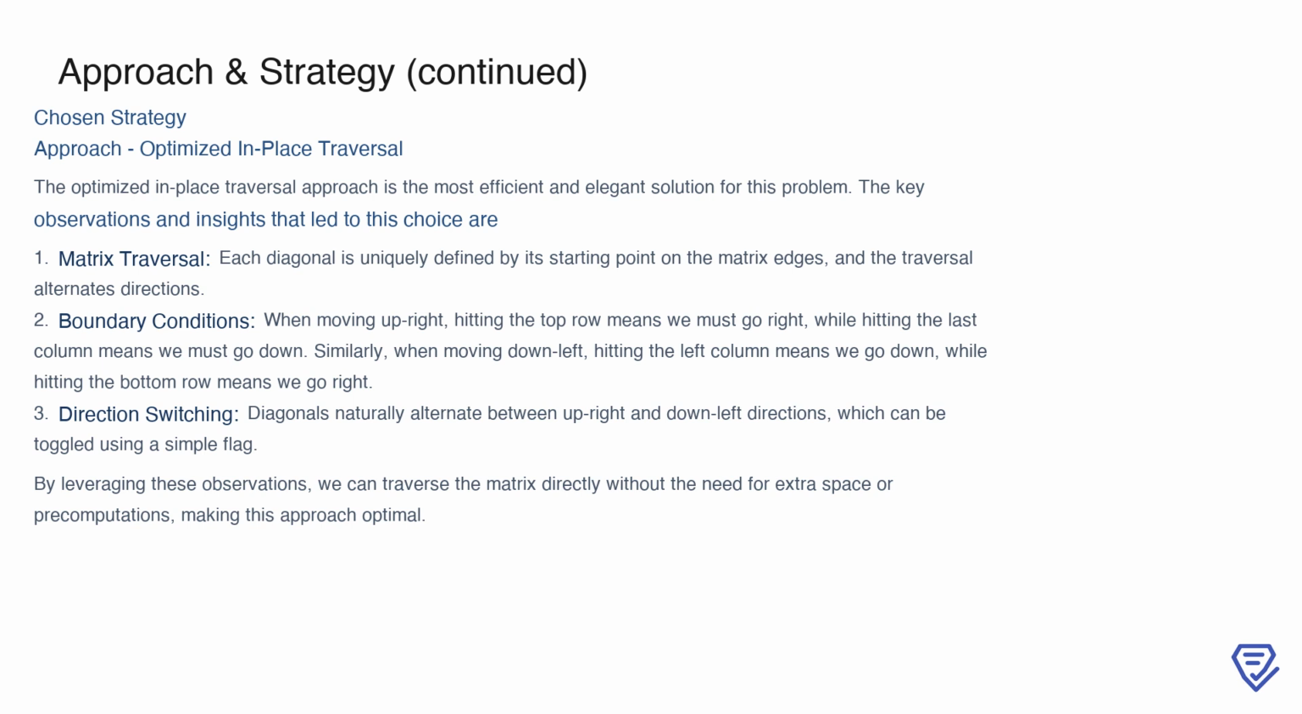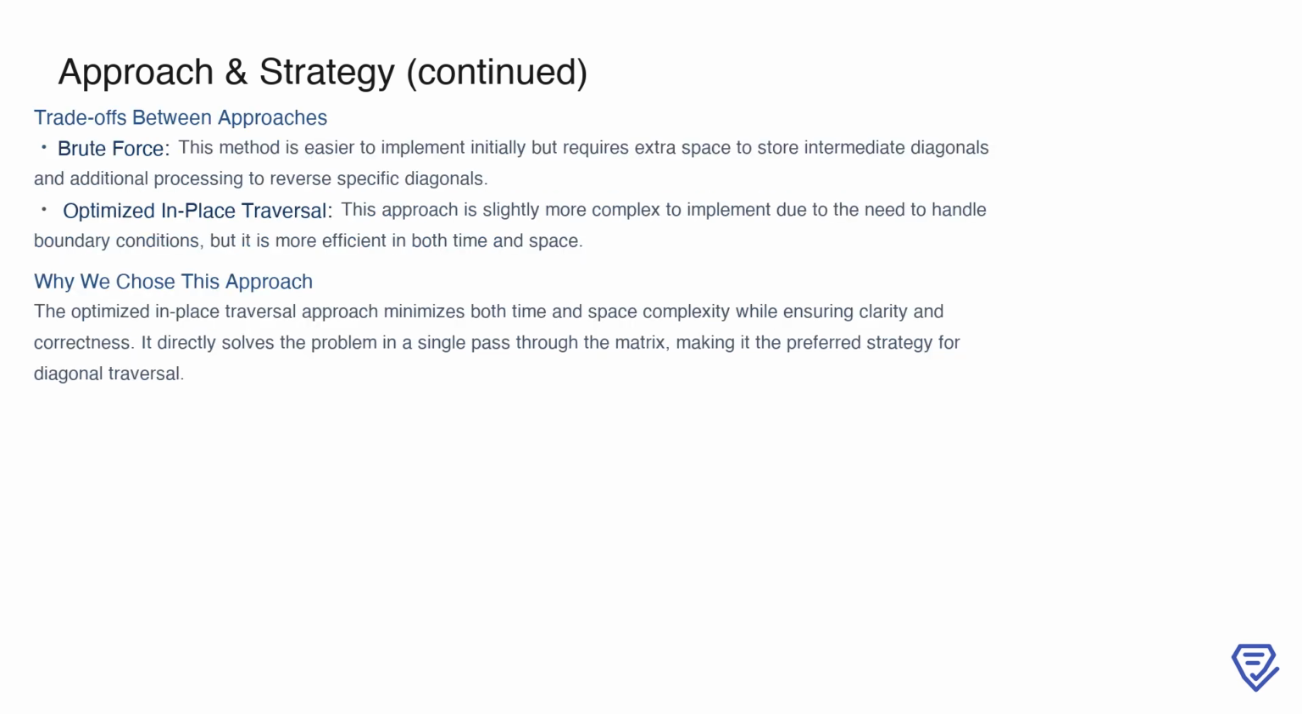When comparing the two approaches, there are clear trade-offs to consider. The brute force method is simpler to implement initially, as it relies on grouping elements into buckets based on the sum of their indices. However, it requires additional space to store these intermediate diagonals and extra processing to reverse specific ones. On the other hand, the optimized in-place traversal approach is slightly more complex to implement due to the need to carefully handle boundary conditions, but it is far more efficient in both time and space.